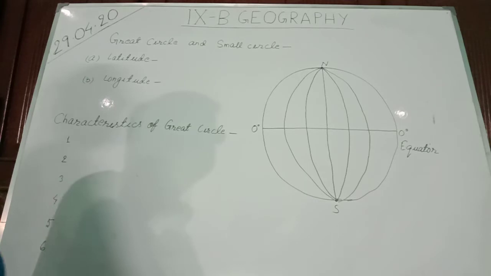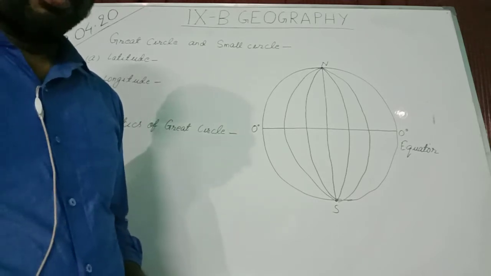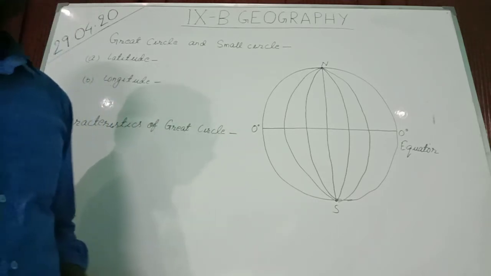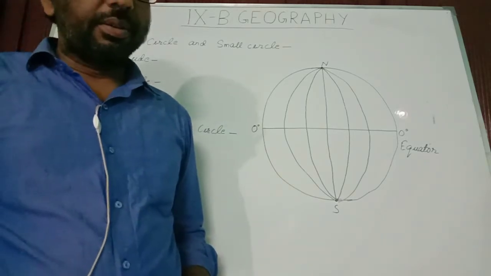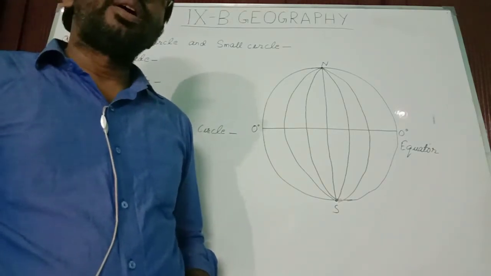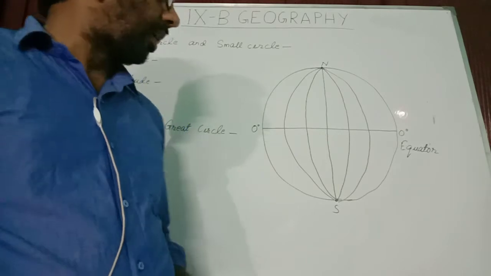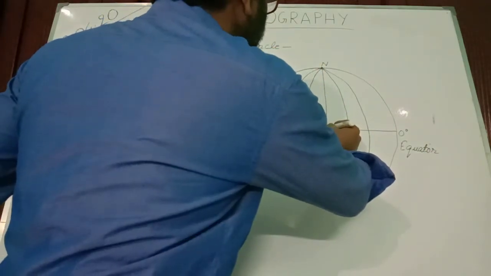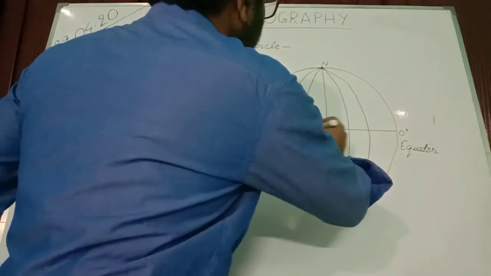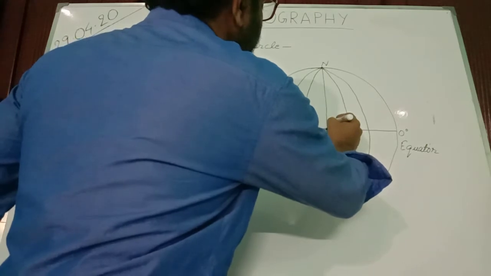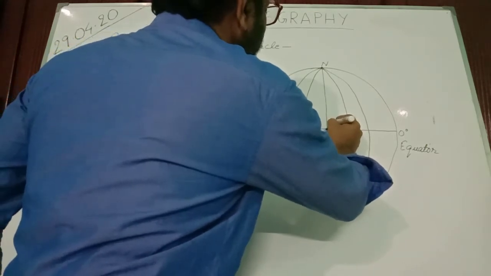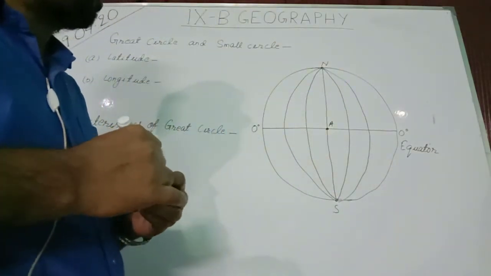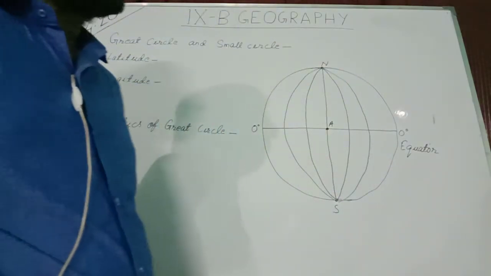So, what is this great circle? Any line that will pass through the center of the earth will make the great circle. Suppose this is A, the center of the earth. That line will make the great circle.